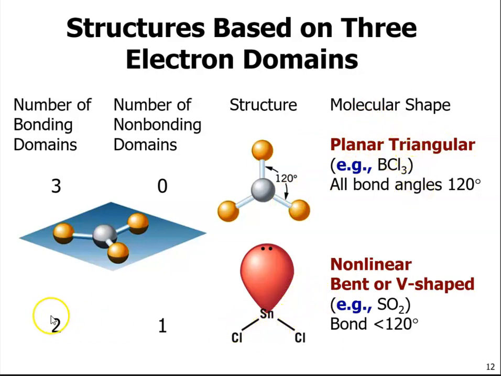Next we go down to 2 bonding domains and 1 non-bonding domain. This is going to be a nonlinear, bent or V shape, so you could use either of those terms to describe that shape. Again, the molecular structure is bent because we're following where the atoms are in that structure.